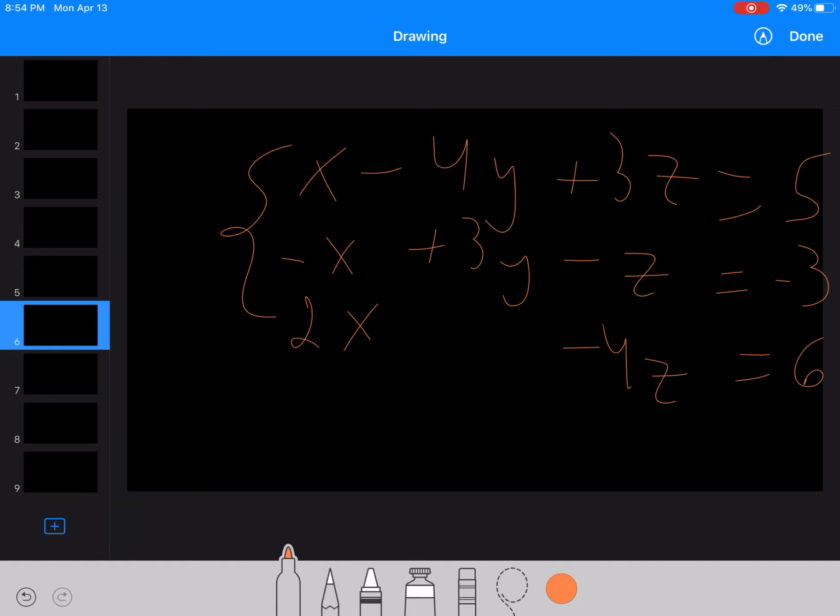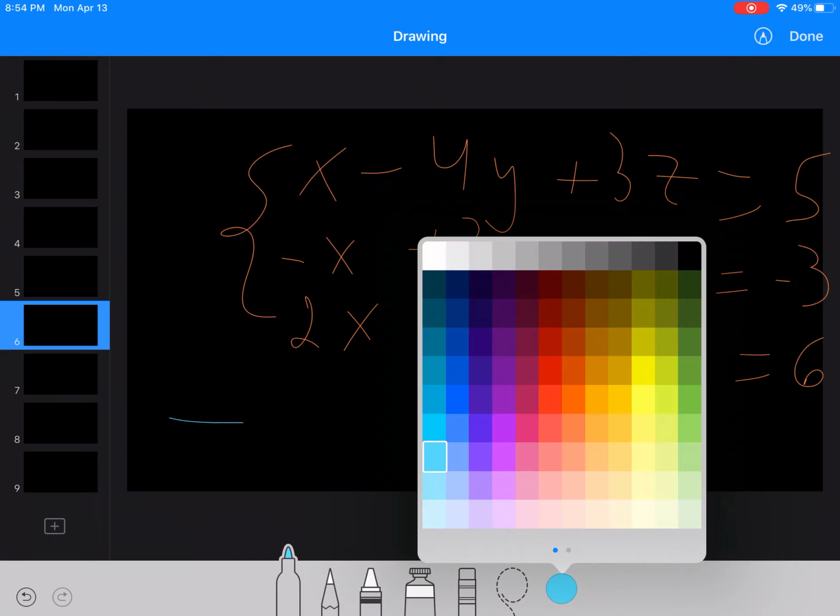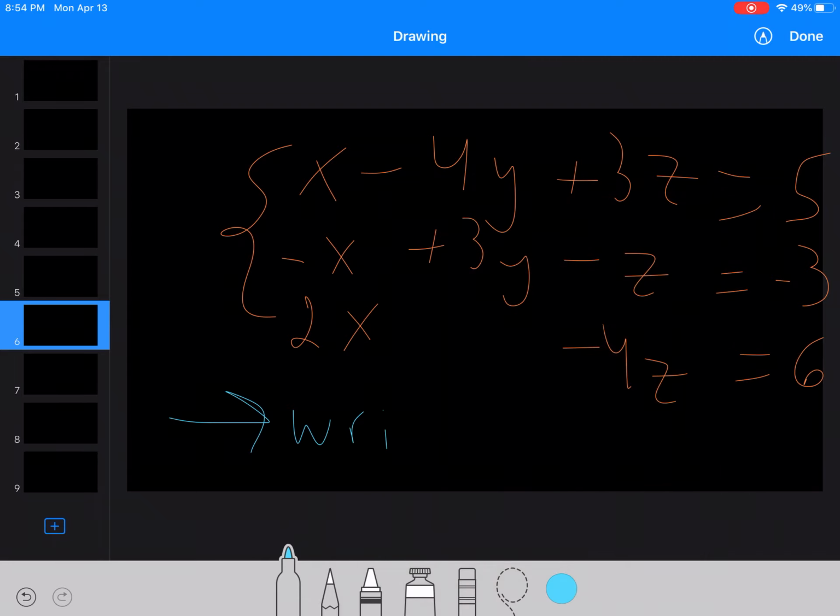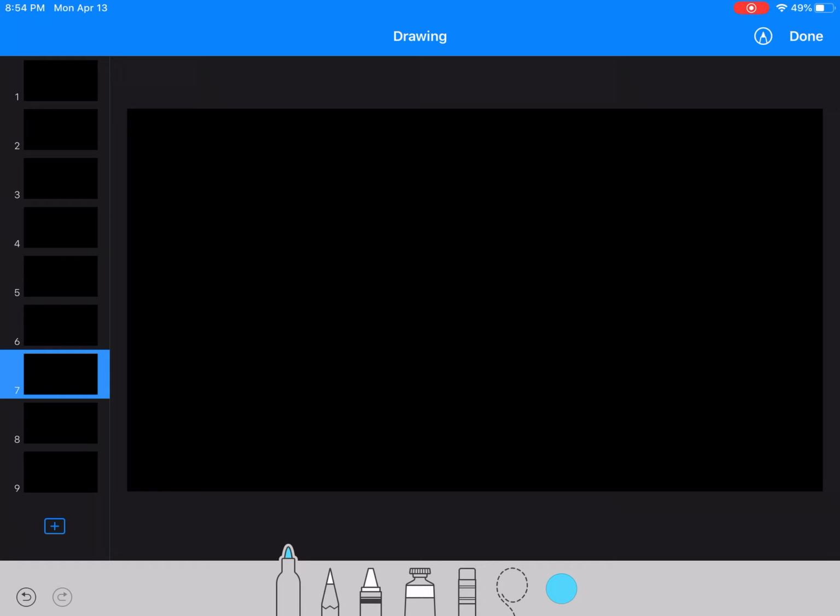So what we're going to do is write an augmented matrix. Okay? Given that system here, this is all we have to do. We write our matrix, and all we're going to use is the coefficients of the system given to us.